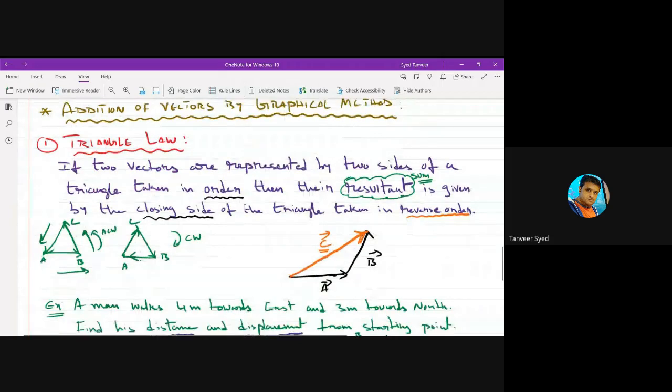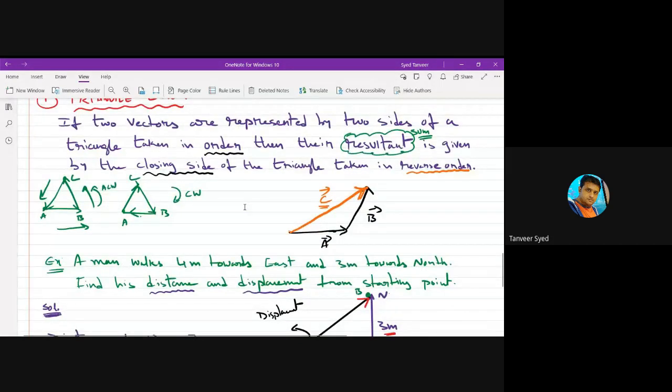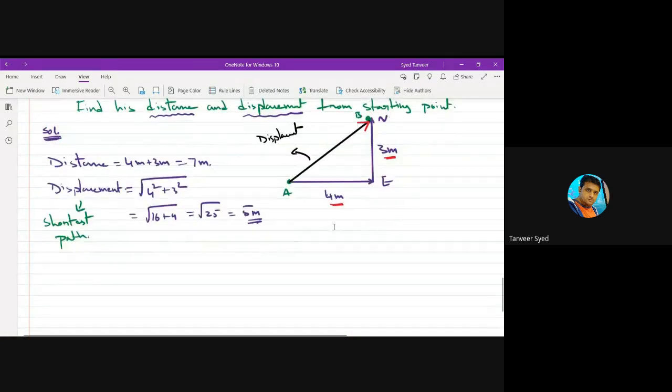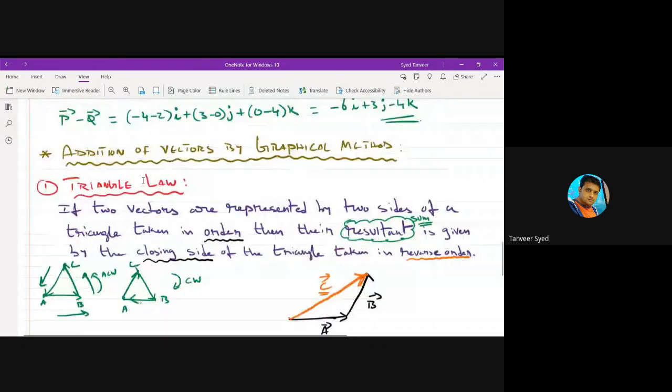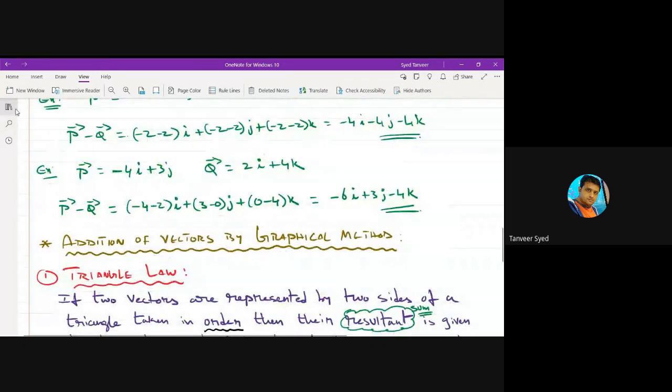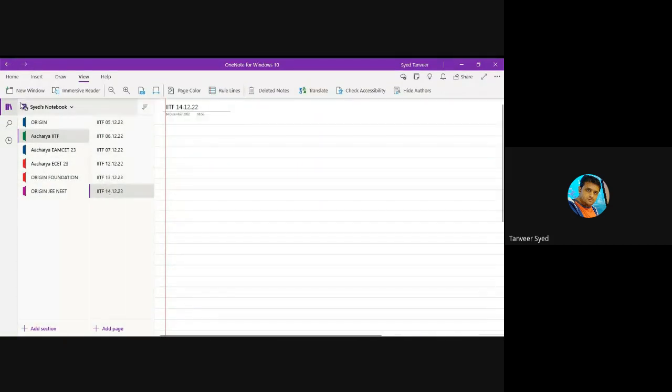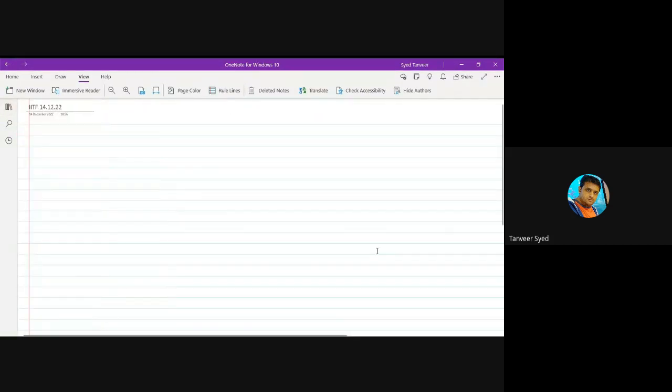First law is triangle law, where we represent the two vectors which are to be added by two sides of a triangle taken in one order. Then their resultant or sum is given by the closing side of the triangle taken in reverse order. This was one example. Next, we will go to the second law, which is polygon law. Polygon law of vector addition.